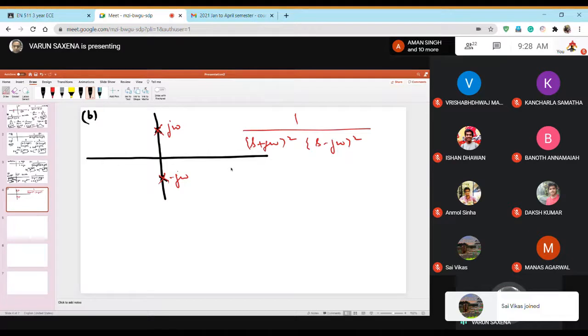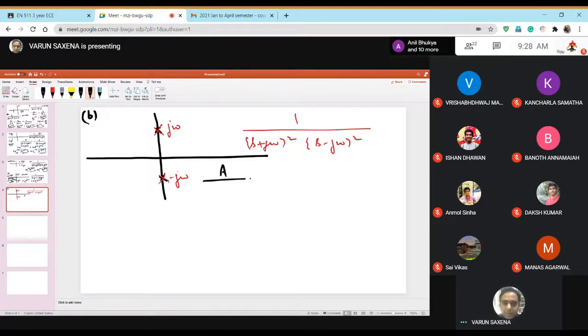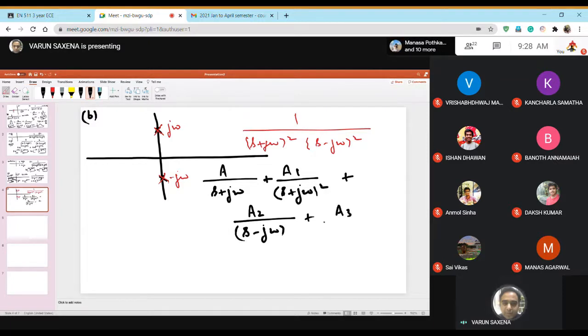So how would this become? This will become some A over (s plus jω), plus A1 over (s plus jω) whole square, plus A2 over (s minus jω), plus A3 over (s minus jω) whole square. And you can find out the values of A1, A2, A3.